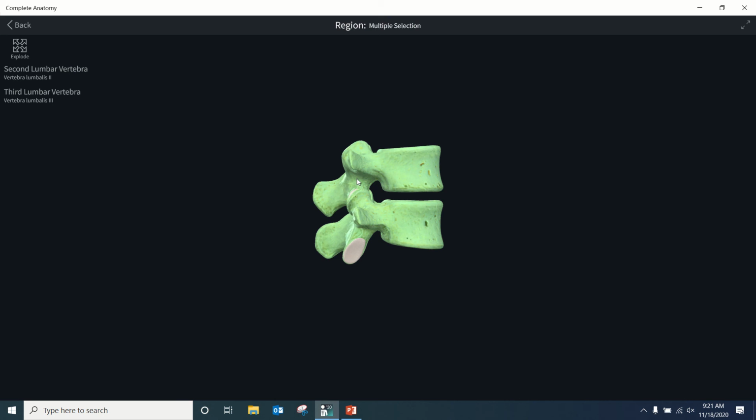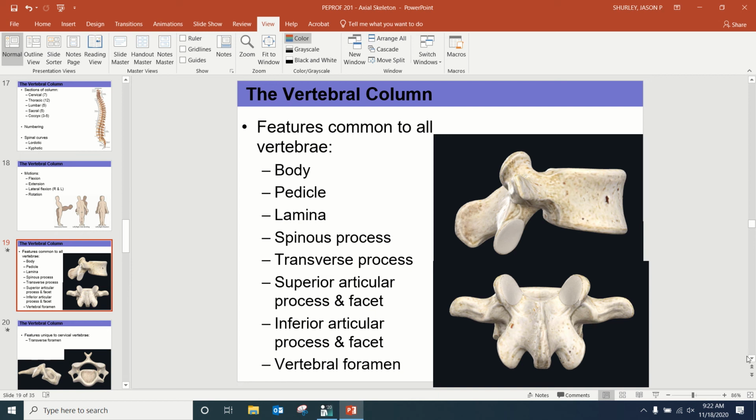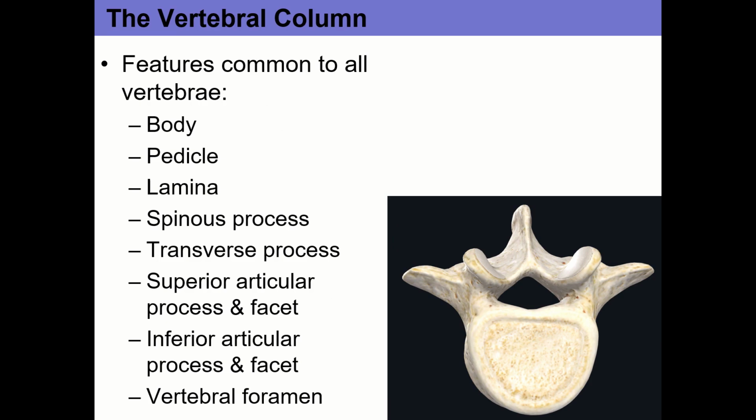So L2 is going to rotate backwards, and its inferior articular process is going to overlap more with the superior articular process of L3. And I've got a good picture of that I'll show you a little bit later in the slideshow. But anyway, so those are referred to as the facet joints. So the interaction between an inferior and superior articular processes and facets of adjacent vertebrae. All right. So those are the things that the vertebrae have in common.